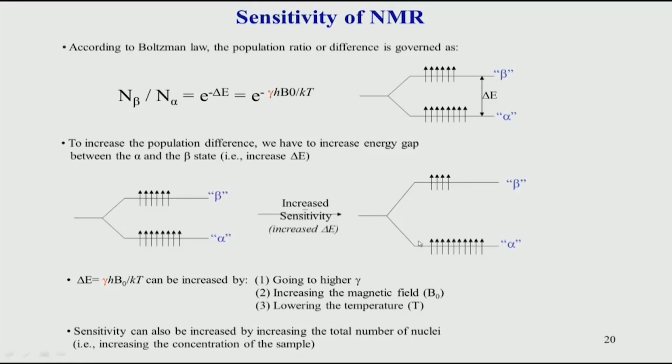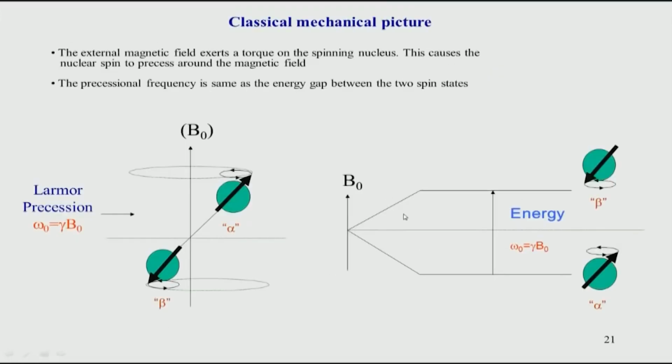Now, this is what is called the quantum mechanical picture. We are looking from the quantum mechanics point of view. You can also look at NMR from a classical point of view. There are two different ways to understand NMR. This is again one of the unique spectroscopic techniques which can be understood both from a classical perspective as well as quantum mechanics. Typically, all spectroscopic techniques are understood from the quantum mechanics point of view, but here we will also show how we can understand it from a classical picture.